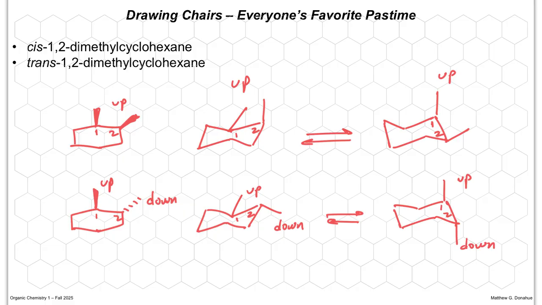So with the cis one, you'll notice, since both substituents are methyl, you have one equatorial, one axial, then one equatorial, one axial. So there's no preference. But with the trans one, you have this conformer where they're both equatorial. So that's going to be the preferred conformer versus the one where they're diaxial.